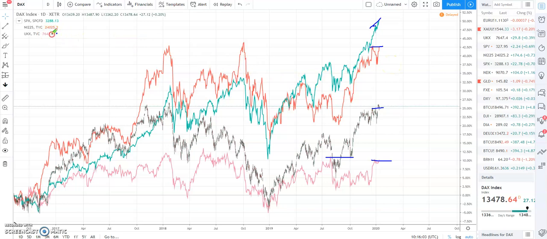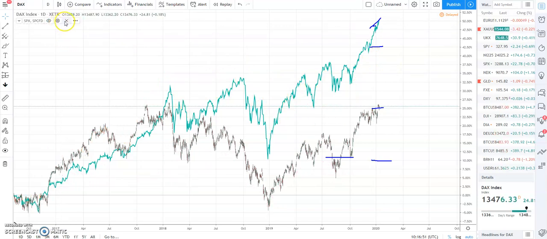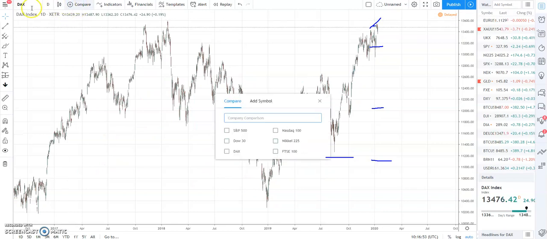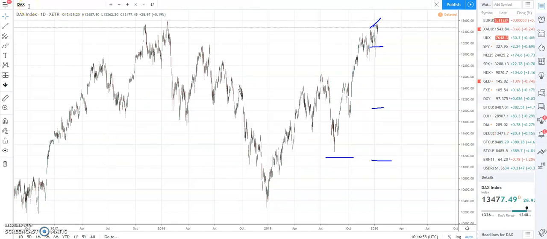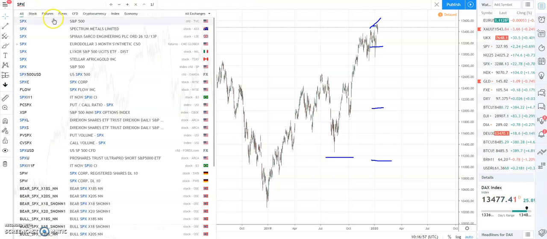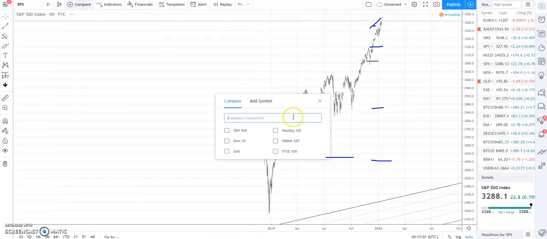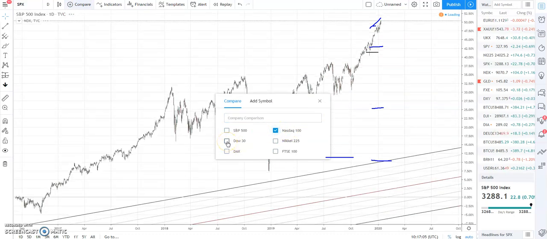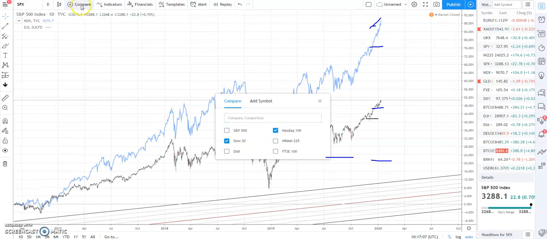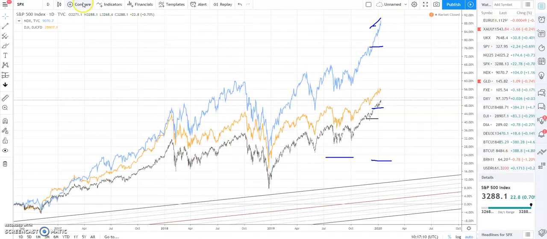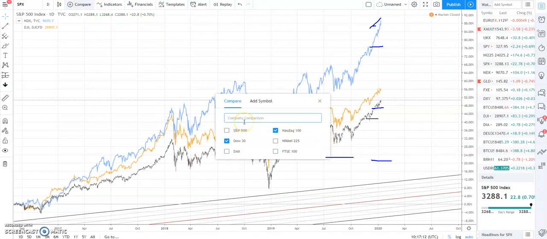The last thing that I want to look at, now that I've compared and looked at the divergence between all of the indices, is to compare the S&P 500 with the 3 other major US indices. I believe it's the Nasdaq, the Dow Jones, and I'm also going to compare it with the Russell 2000. What is the Russell 2000? Smaller caps.